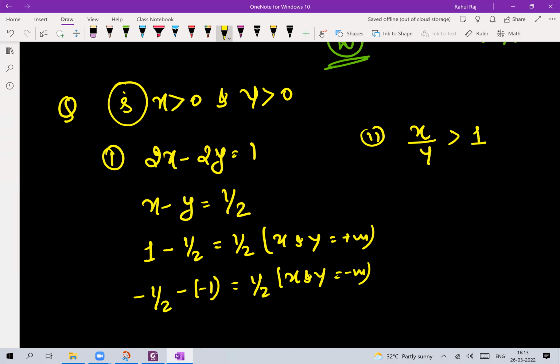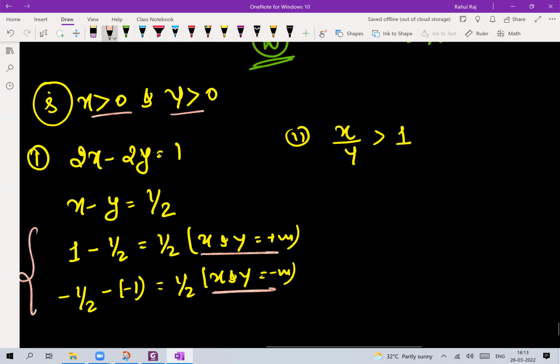So my question was what? Is X greater than 0 and Y greater than 0? I've said X and Y can be both positive, or both negative. So I can straight away say yes and no situation, not sufficient. Right? Option number 2 says what?